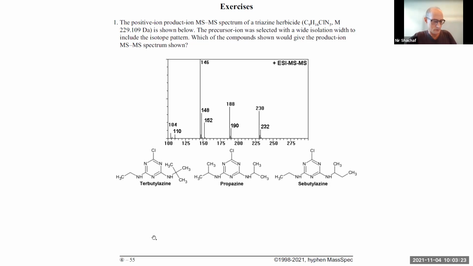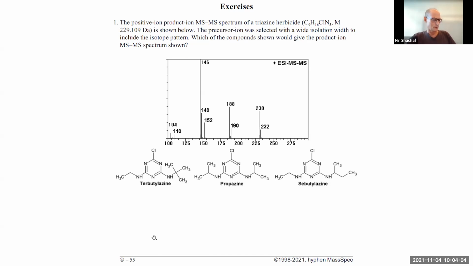And then there is the difference between 230 and 188, that is 42. It corresponds with a C3H6 neutral loss. And I see that it's actually symmetric. There's also 84. So in that case, I focus on the second structure, propazine, in the middle, because it has these symmetric moieties on both sides of the ring, which can explain these symmetric neutral losses.